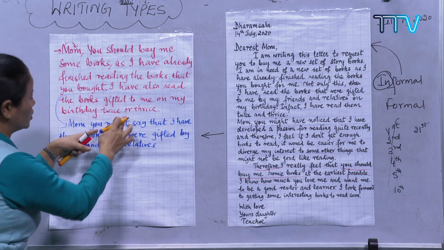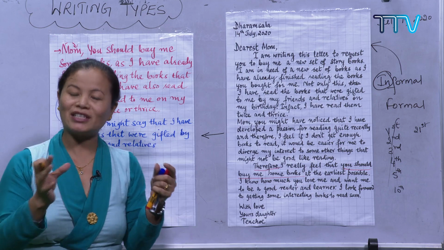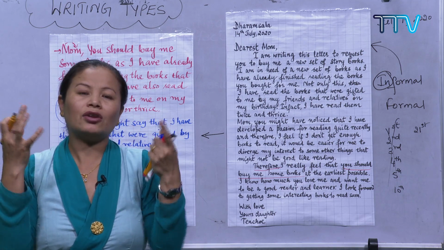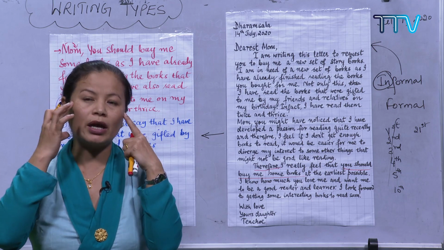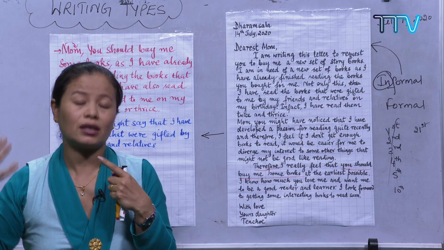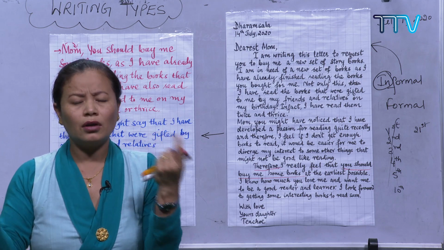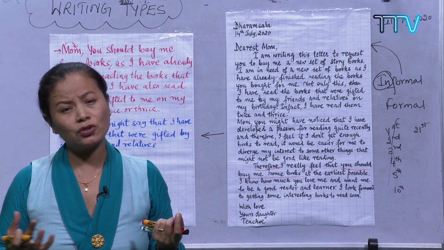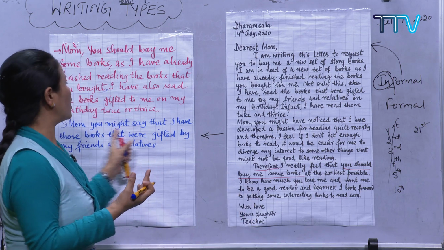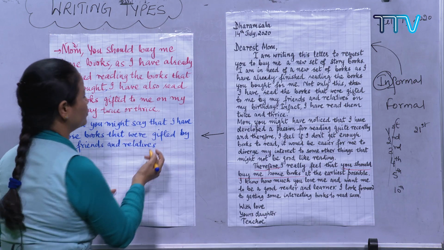And there I am just trying to look at the other side, what my mom might think. Because I told you in argumentative writing, you have to be very critical. You just cannot think what you are thinking. You have to keep in mind what the other person might be thinking. Okay, you have to be ready for that. So your mom might ask you, so you have other books also that were gifted to you on your birthday, right? So this is your counterclaim. Mom, you might say that I have those books that were gifted by my friends and relatives.